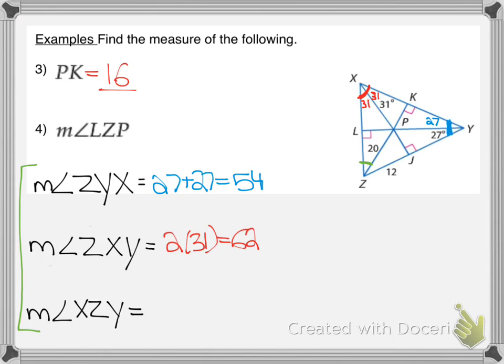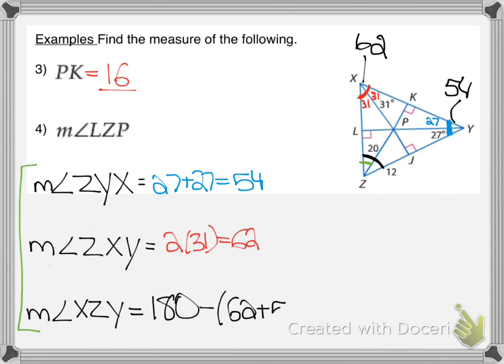All right, let's go to the next one. The measure of angle XZY, that would be this angle here. So this one's a little bit trickier. So we know that this angle is 62. We know that this angle is 54. So we've got one big triangle here. They must all add up to 180. So that means that our last angle would just be 180 minus 62 plus 54. So when we do that, we get that that angle is 64 degrees. So this one must be 64.